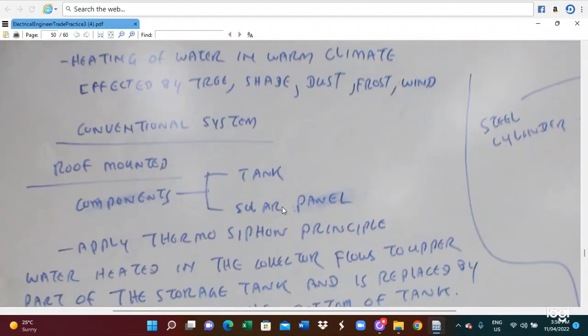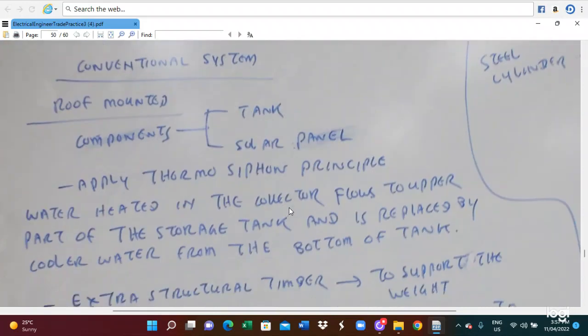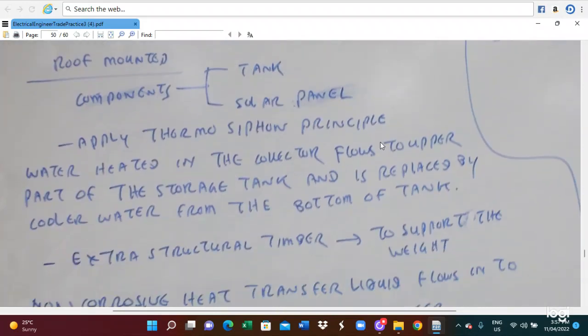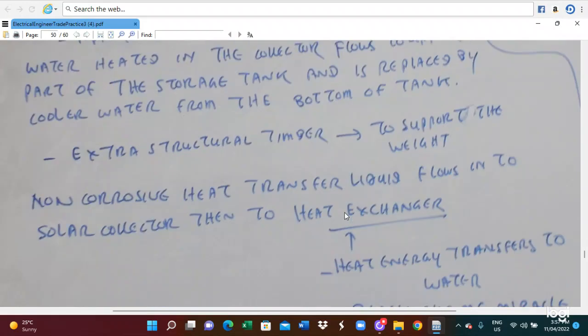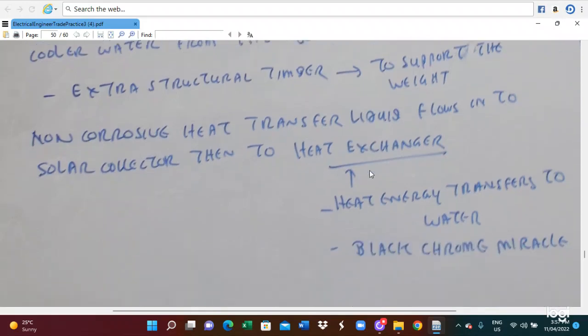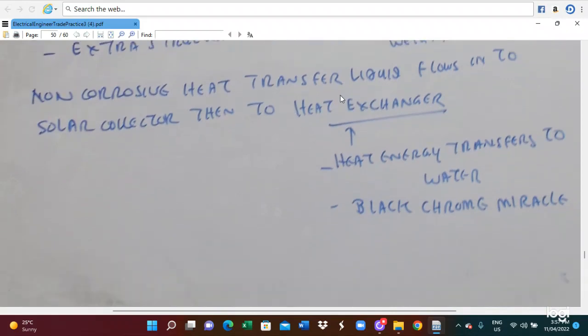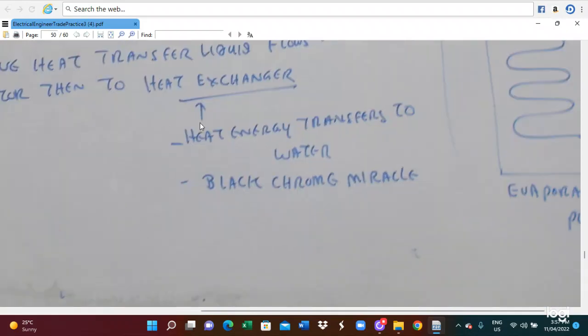So this roof mounted water heater system has the components of the tank and the solar panel. When you apply the thermal siphon principle, water heated in the collector rises to the upper part of the storage tank and is replaced by the cooler water from the bottom of the tank. The extra structure timber is supporting the weight, and non-corrosive heat transfer liquid flows into the solar collector, then heating the exchanger, so the heat energy transfers to the water.